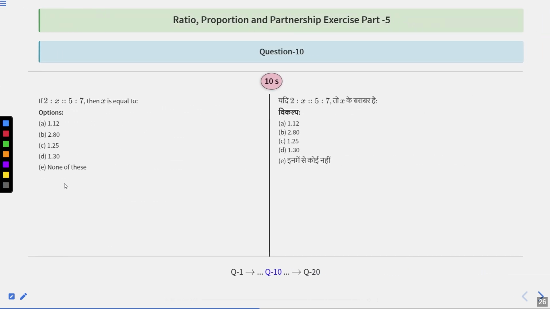Next one. If 2:x is proportionate to 5:7, then x is equal to. You have 5 options and 10 seconds to solve this question. Your time starts now.